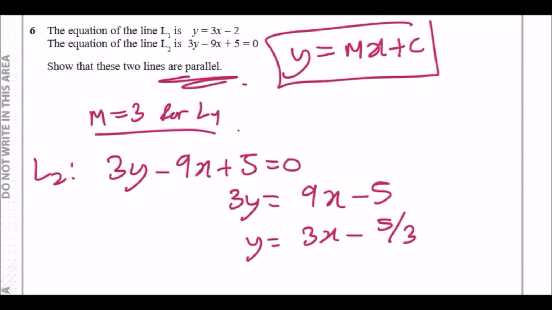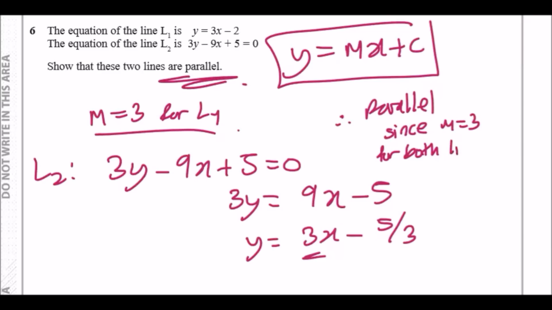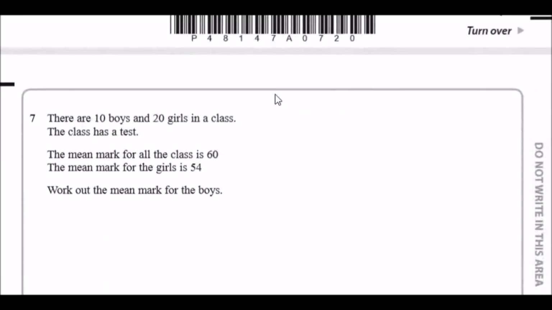And yes, they have the same gradient because they both have a 3. So the lines are parallel, since m equals 3 for both lines. They just have a different y-intercept, at minus 2 and minus 5/3. Yeah, that's it.